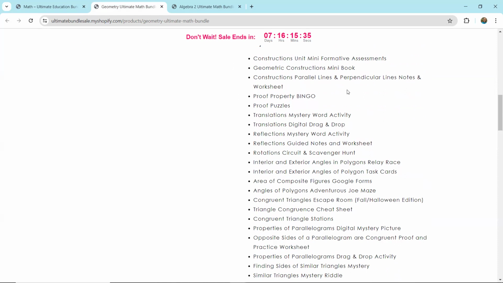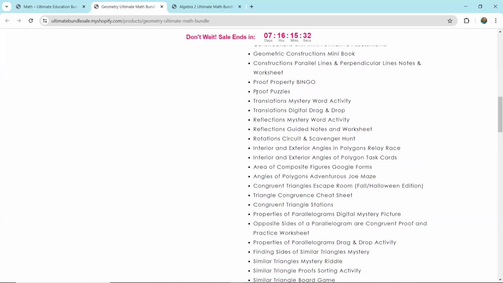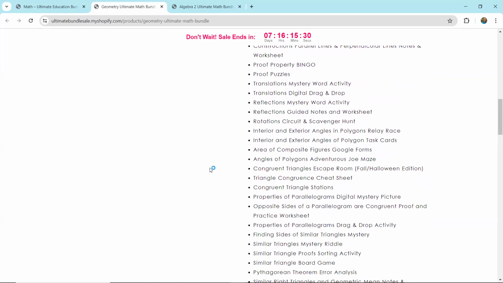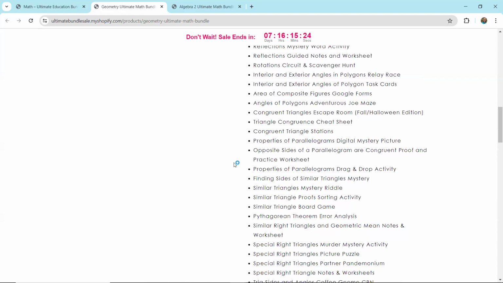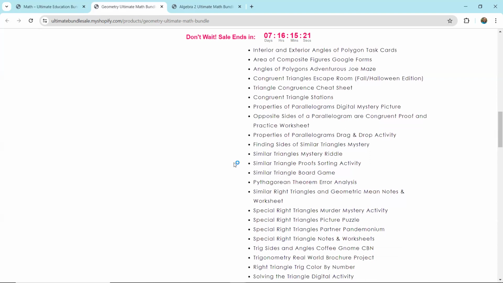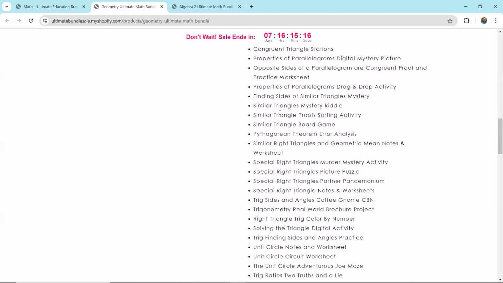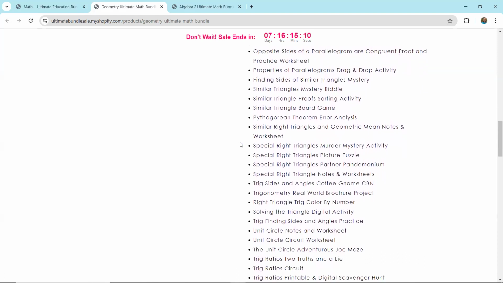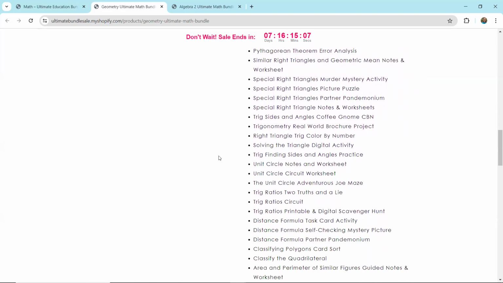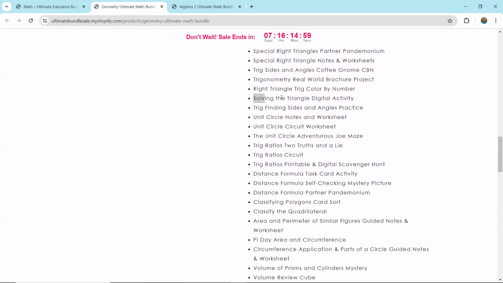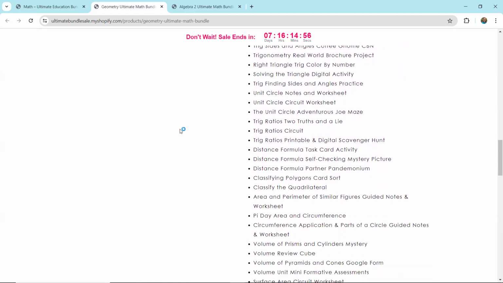So there's parallel perpendicular lines, proof properties, proof puzzles. Those are always so helpful. We've got stuff with transformations here, composite figures, congruent triangles, properties of parallelograms. I don't know why kids struggle to remember those properties. Similar triangles, Pythagorean theorem, special right triangles, several little things right there. Some trig stuff going on. This is another one of mine, solve the triangle digital activity.